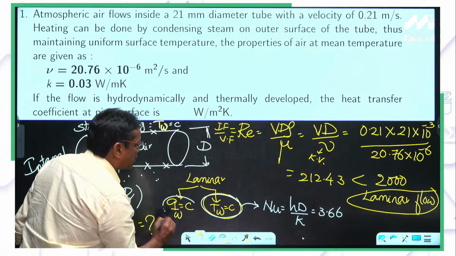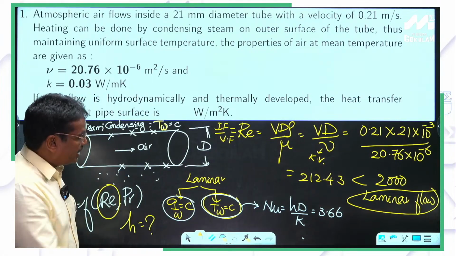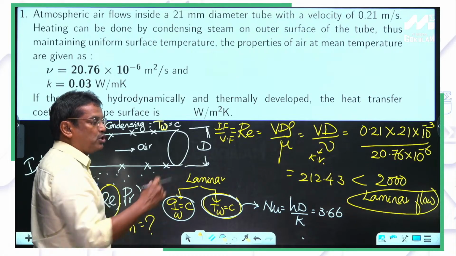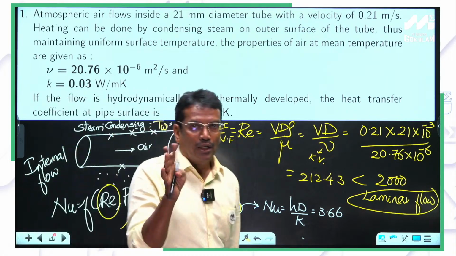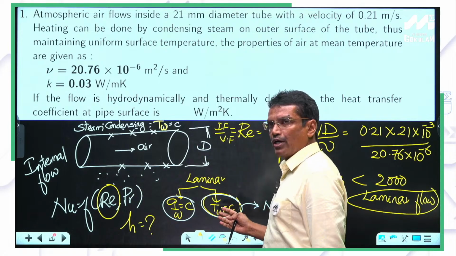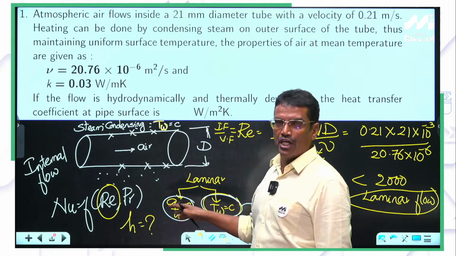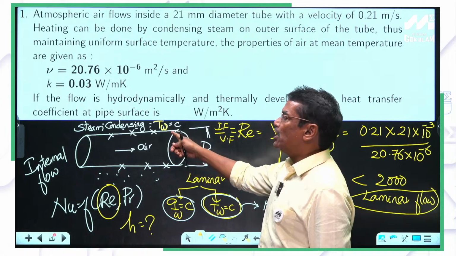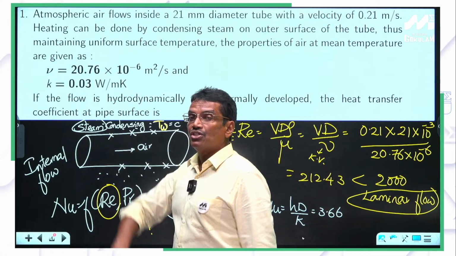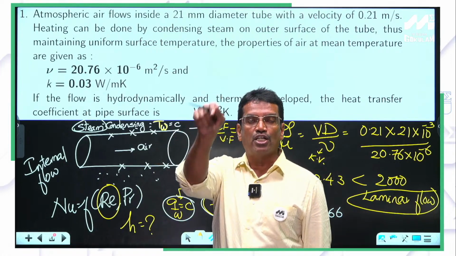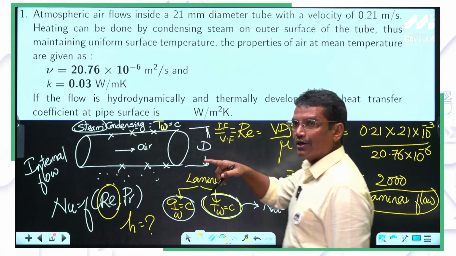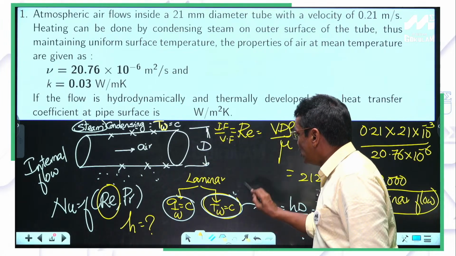Had it been constant heat flux conditions, the Nusselt number would be 4.36. So, the value of the Nusselt number is different for constant pipe wall temperature conditions and for constant heat flux conditions. How do you decide it is constant pipe wall temperature? Because the problem says steam is condensing. When steam is condensing, it is an isothermal phenomenon. Therefore, pipe wall temperature is maintained constant all along its length. So, this is the situation we have decided.